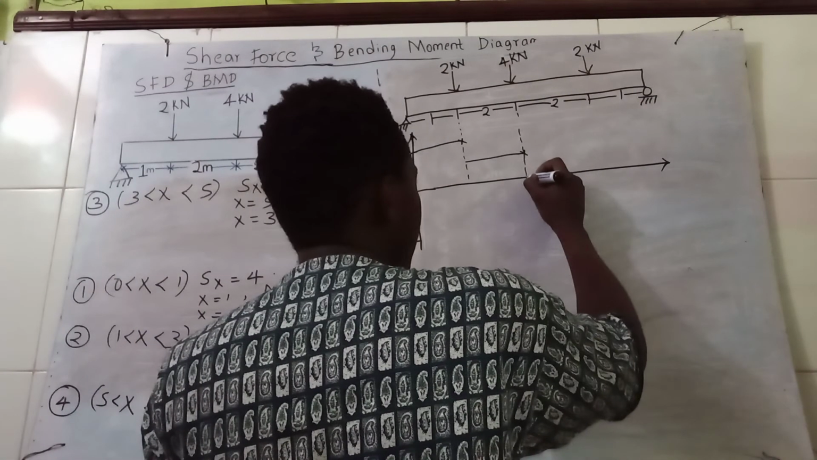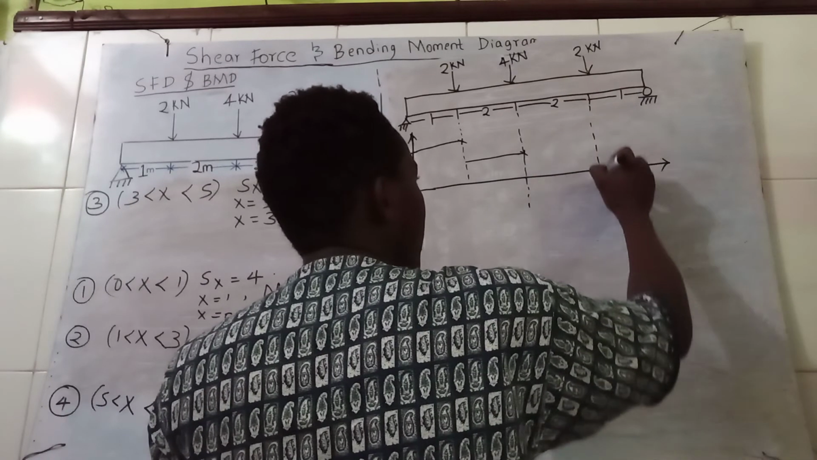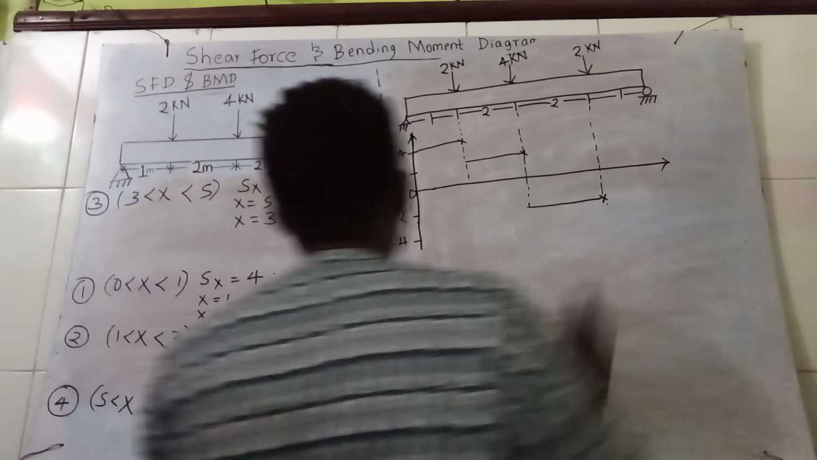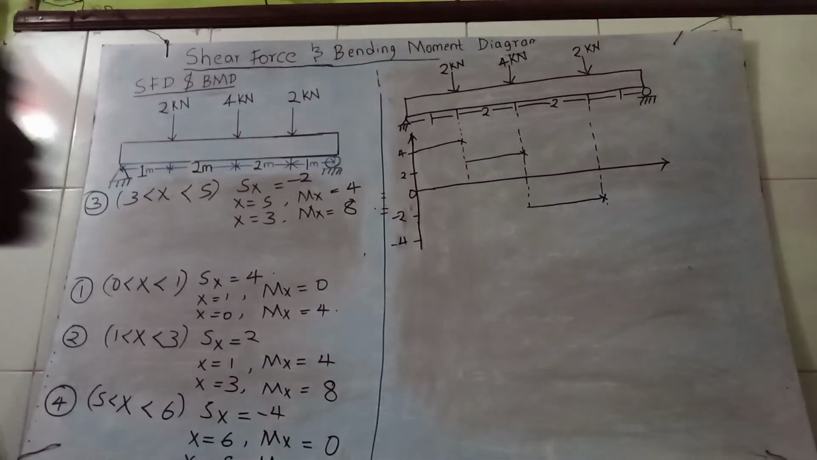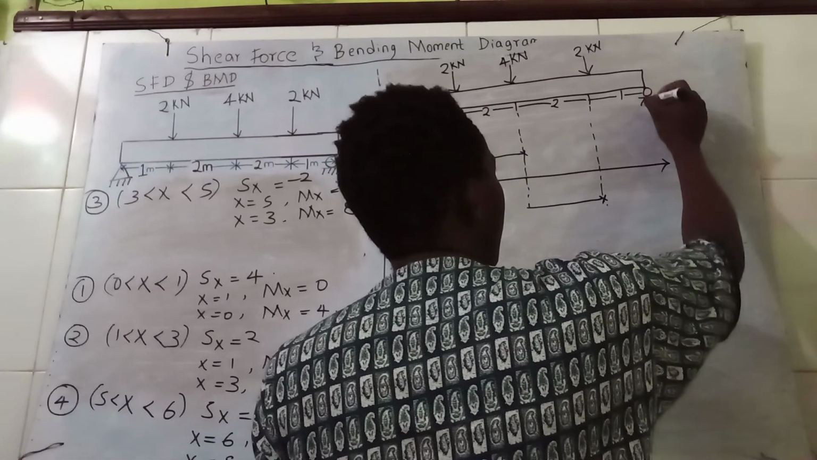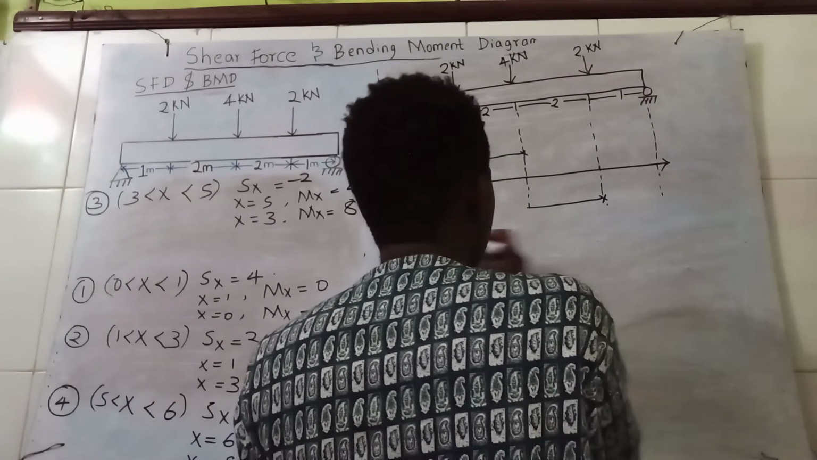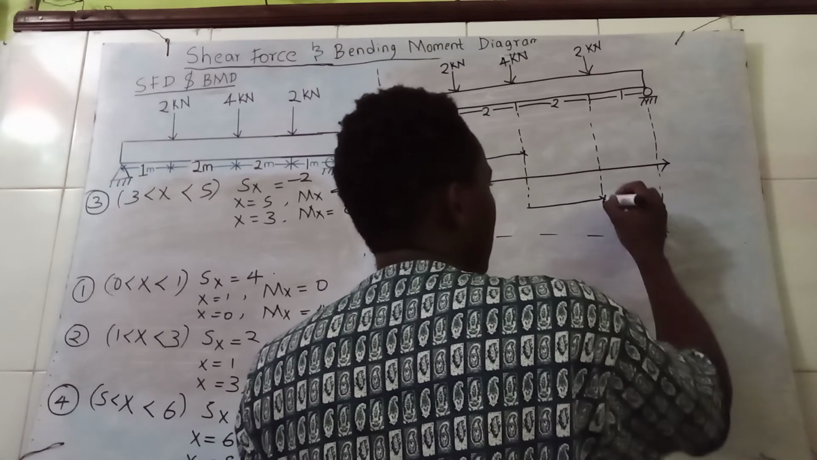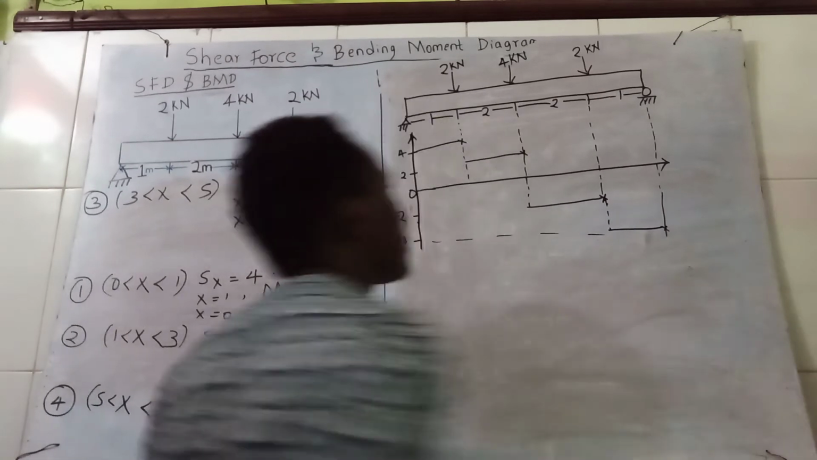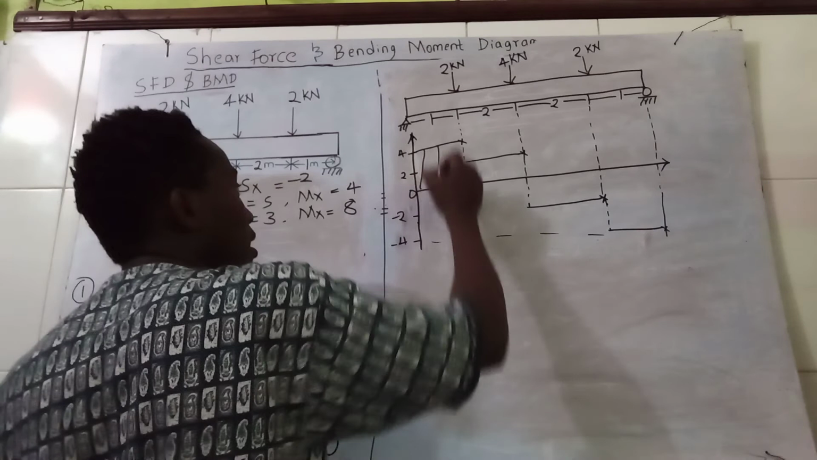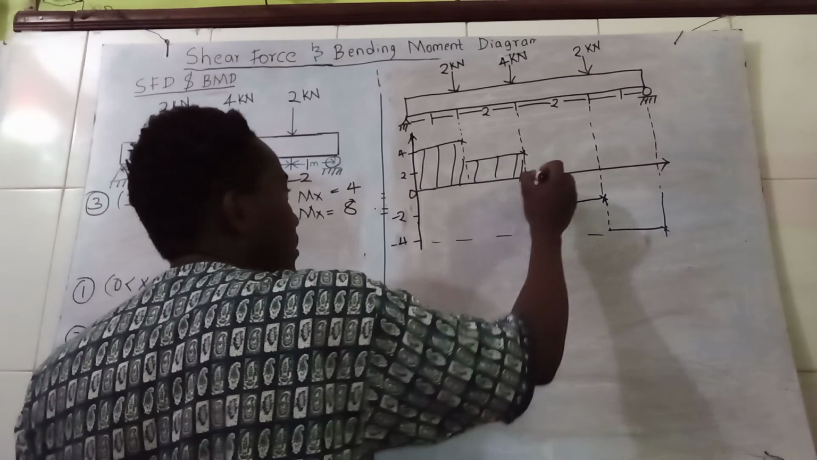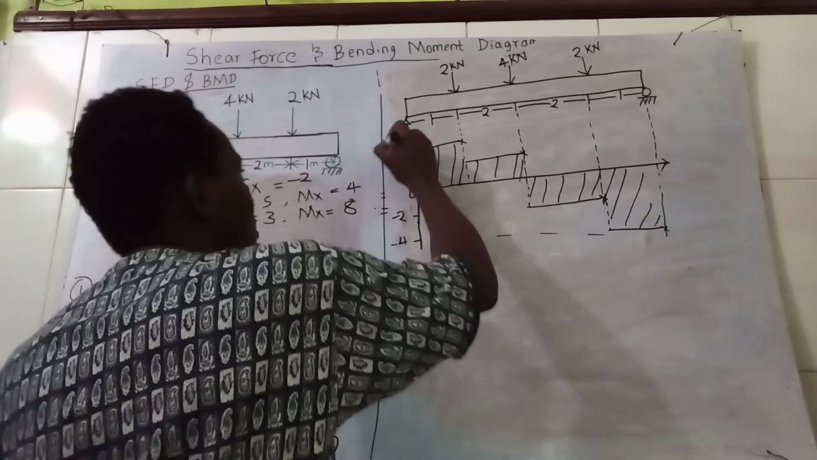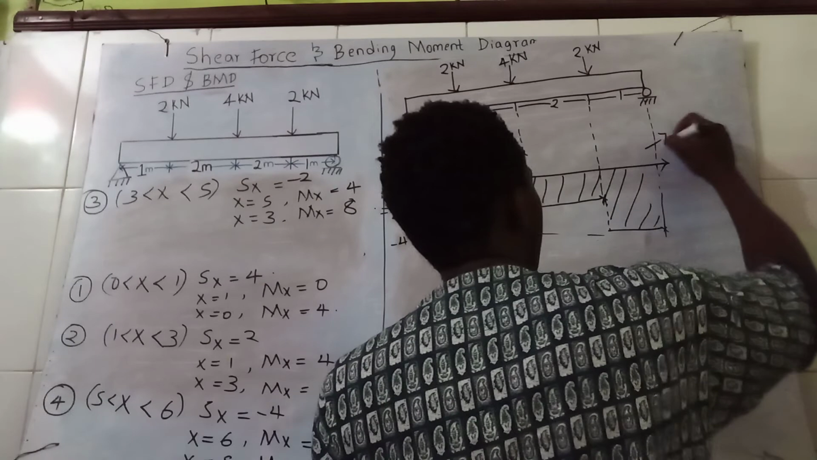Then thirdly, Sx is negative 2. So you drop down that line. Negative 2 is at that point. And lastly, Sx is negative 4. So it comes to that point, then you drop down that line. So you can shade the region that is wanted. And that is the shear force diagram.